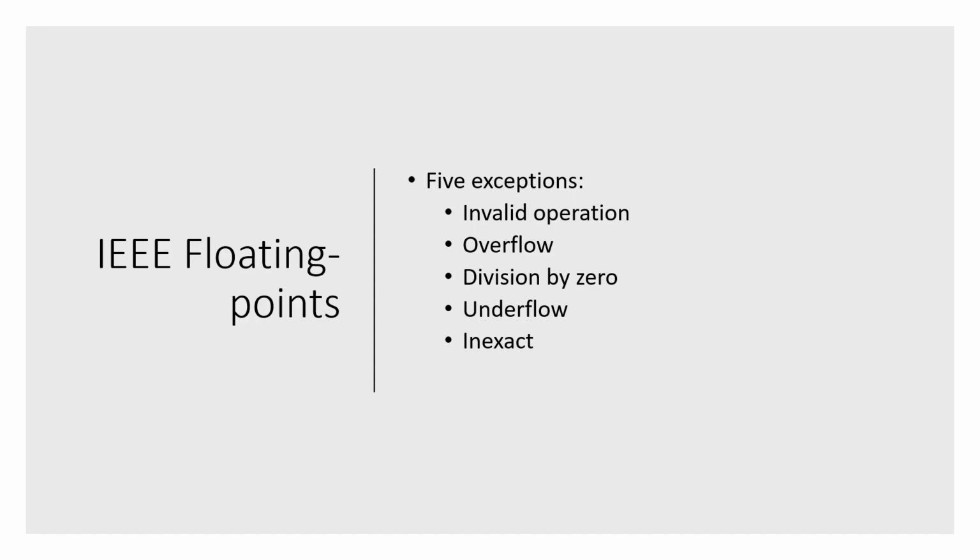The standard defines five exceptions for floating point operations. Invalid operation is raised when an operation produces a NaN as a result. Overflow is raised when the result of an operation is too large to be represented by the encoding. Division by zero is raised when we try to divide any number other than zero by zero. By default, these operations return plus and minus infinity. Underflow is raised when the result is too small to be represented by the encoding. And inexact is raised when the encoding cannot represent the result of an operation unless it is rounded.